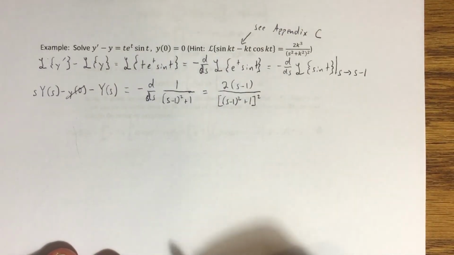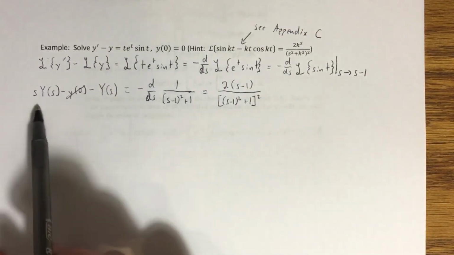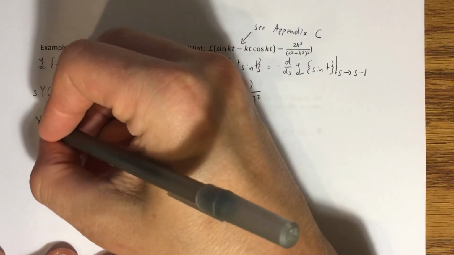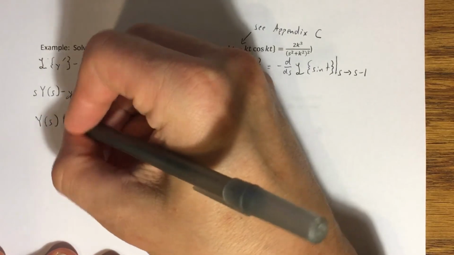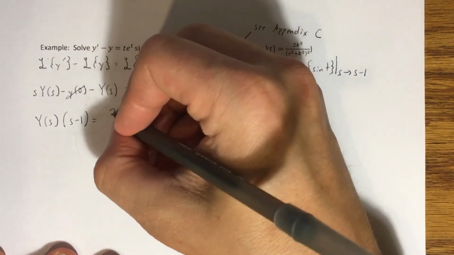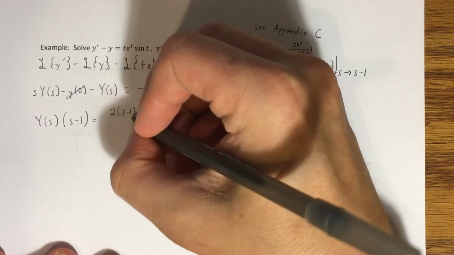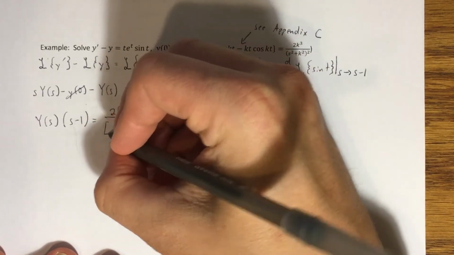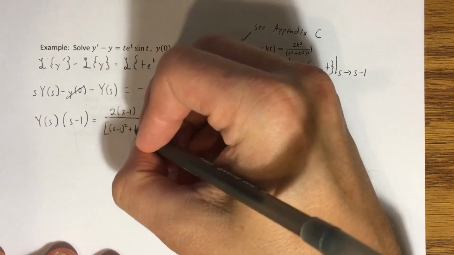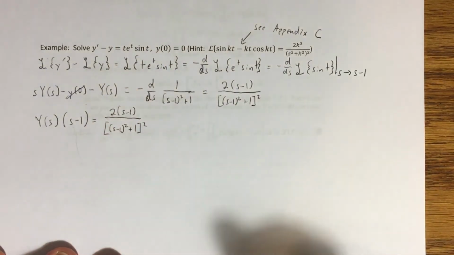Okay? Let's do a little simplifying. So on this side, I can factor the Y of s out, leaving me with s minus 1 equals 2 times s minus 1 over that denominator, s minus 1 squared plus 1 quantity squared.